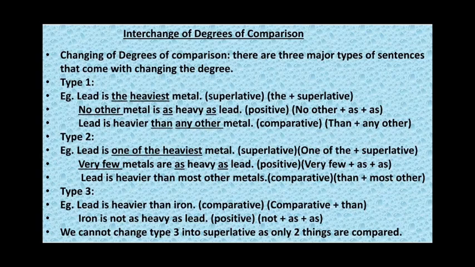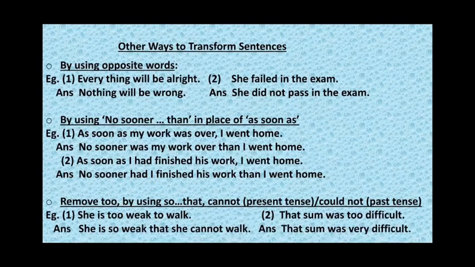So there are other ways to transform sentences. Let's see all of them. The first one is how to change or transform a sentence by using opposite words. For example, everything will be all right. So children, can you see the opposite word here? Everything will be all right. So the answer is nothing will be wrong. So instead of all right, we have used wrong.